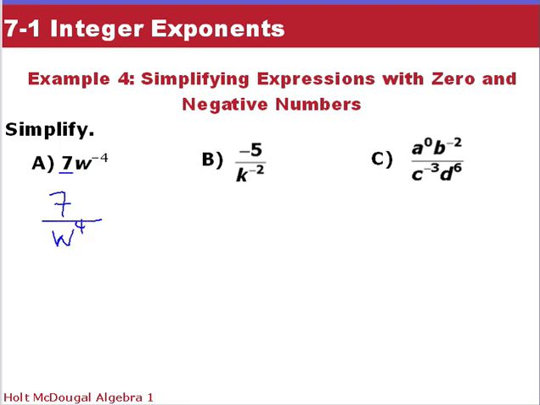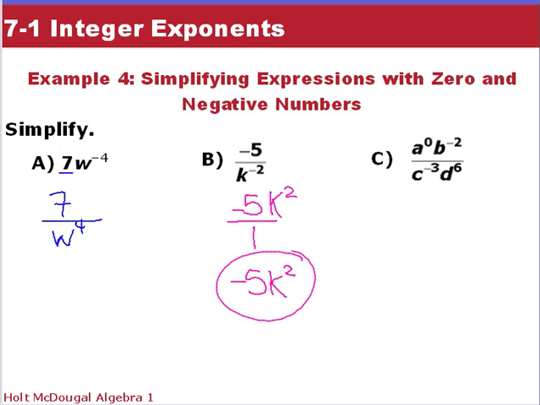For b, draw our fraction bar. Negative 5 is just our constant, so that factor stays in the numerator. But now k to the negative 2 is in our denominator, so it's got to come up to the numerator and become positive. So that's going to simplify to negative 5k squared.